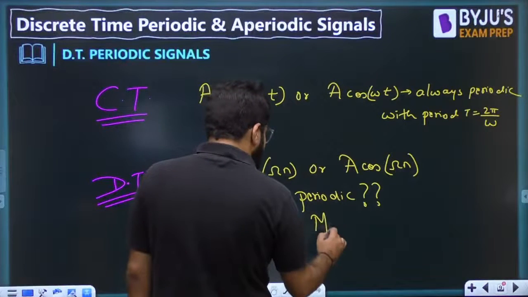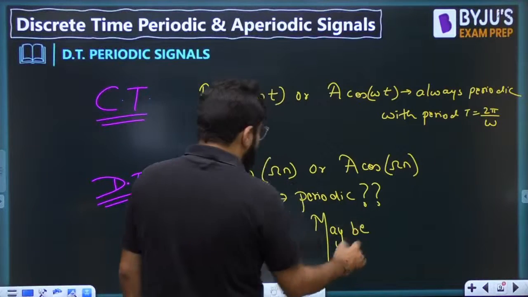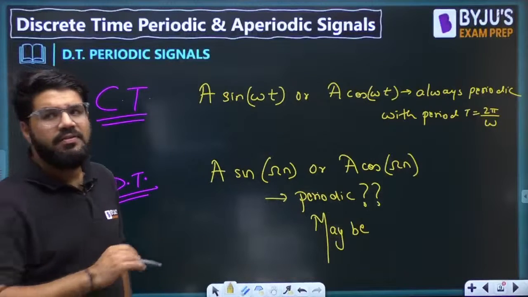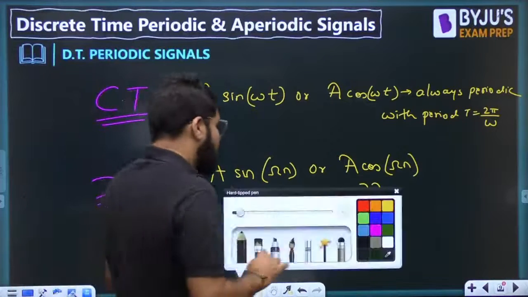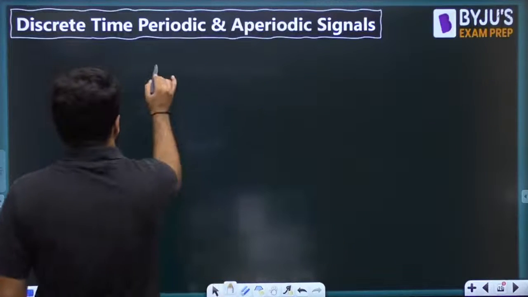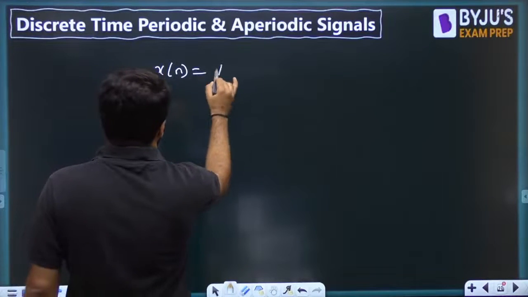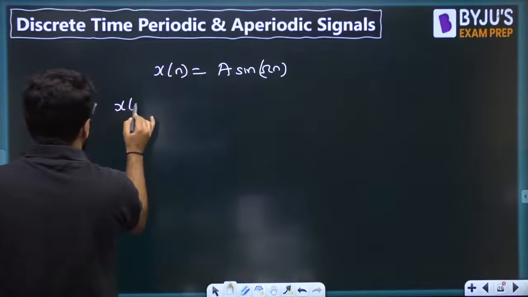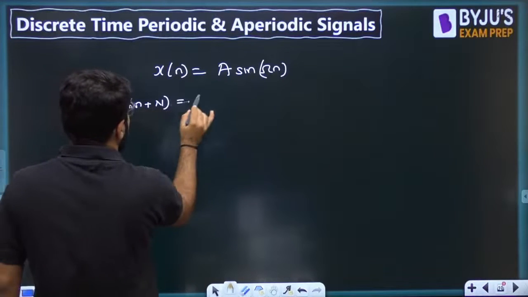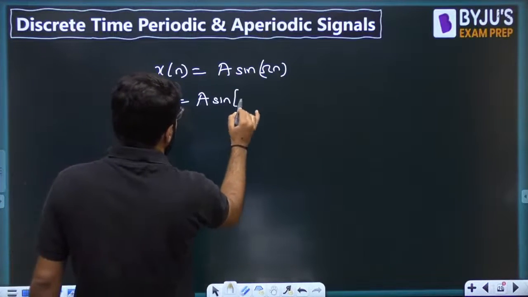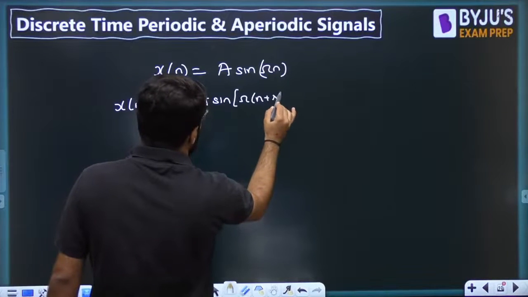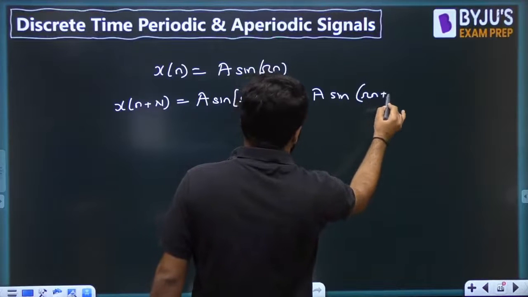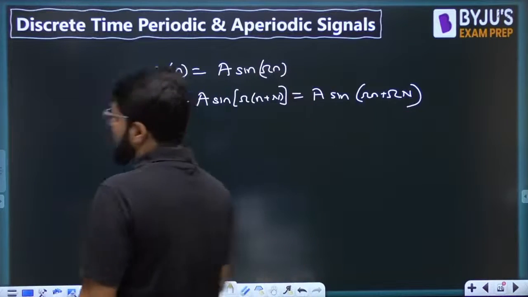Okay, my answer is maybe. It is not always periodic. There is a condition. What is that condition? So if I take x of n equal to A sin omega n, and if I define x of n plus N, that becomes A sin omega, with n replaced by n plus N, so this becomes A sin of omega n plus omega N, capital N.